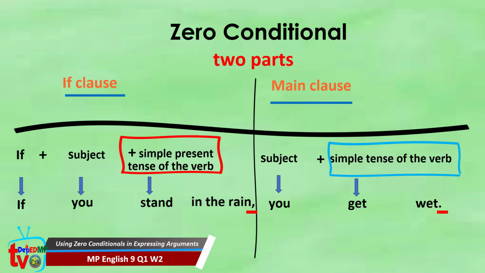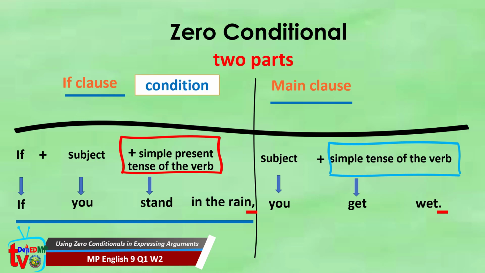See, we were able to construct a zero conditional sentence. Let's continue. We again look at the if clause, which is if you stand in the rain. I have a question. What do you think is it trying to show? Or what is this if clause trying to tell us? Yes, it is showing an example of a condition, or it is telling about a condition. Therefore, an if clause is also called the condition clause.